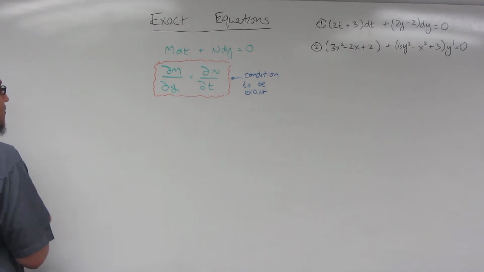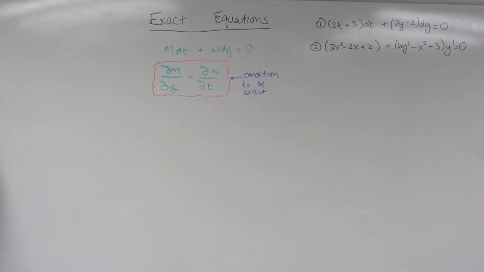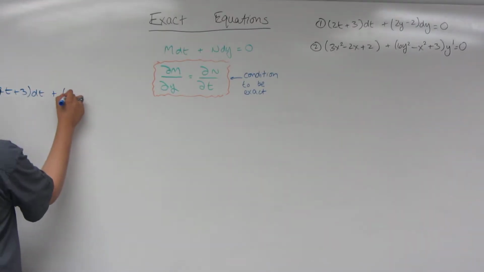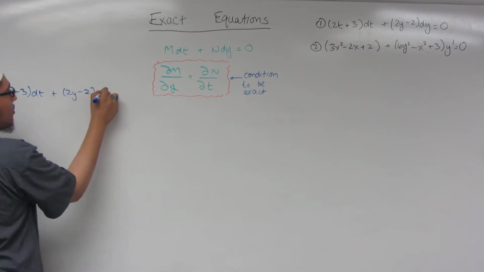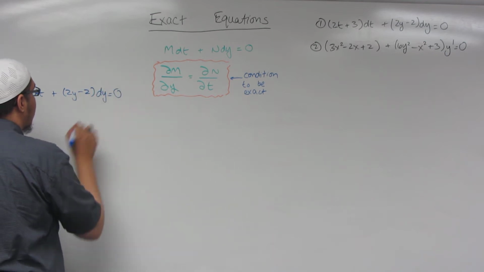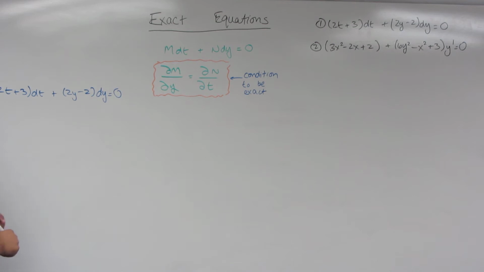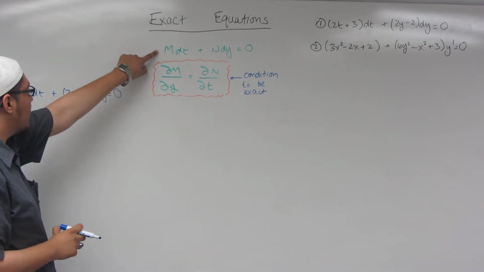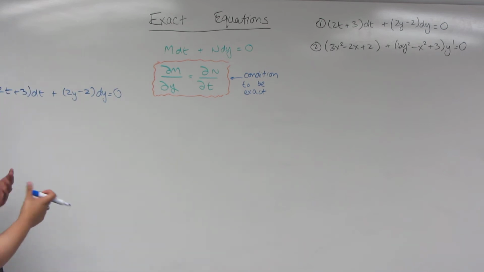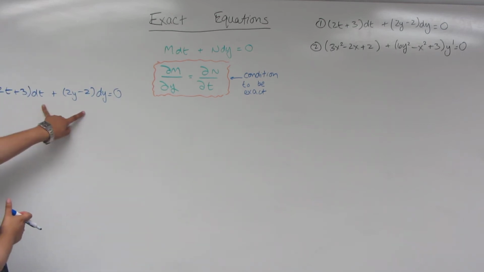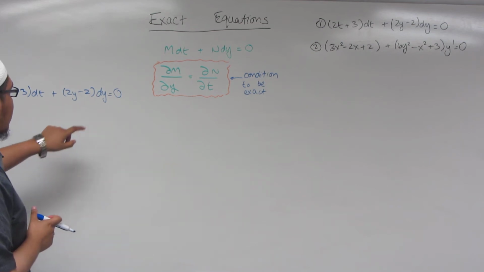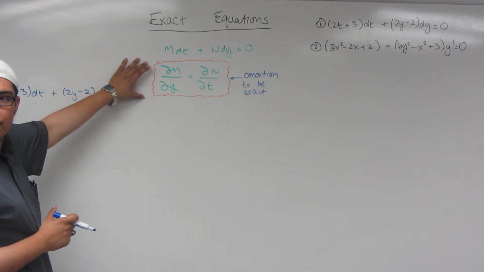Let's look at number 1. Number 1 says (2t plus 3) dt plus (2y minus 2) dy is equal to 0. First, this equation doesn't seem to be written in this format. Actually, it is written in this format. The next thing that we have to do is see if this condition is met.